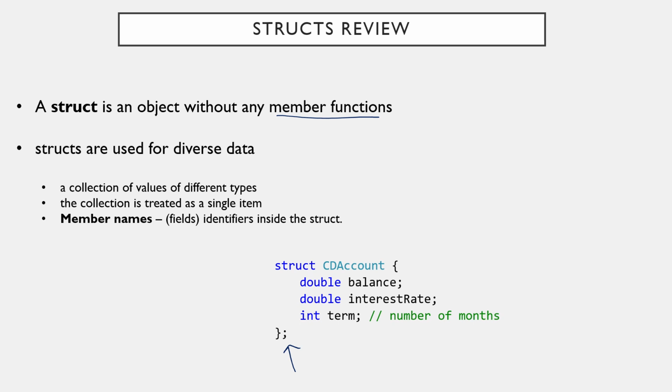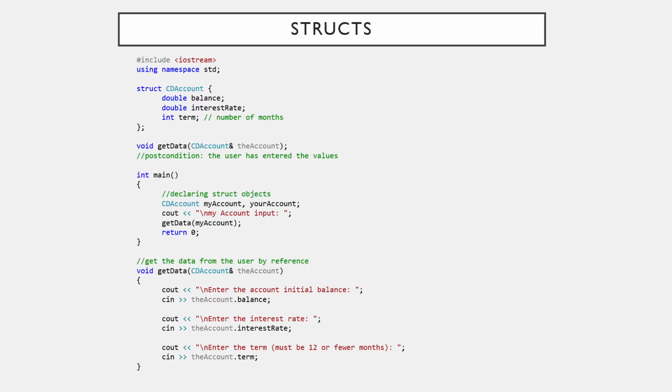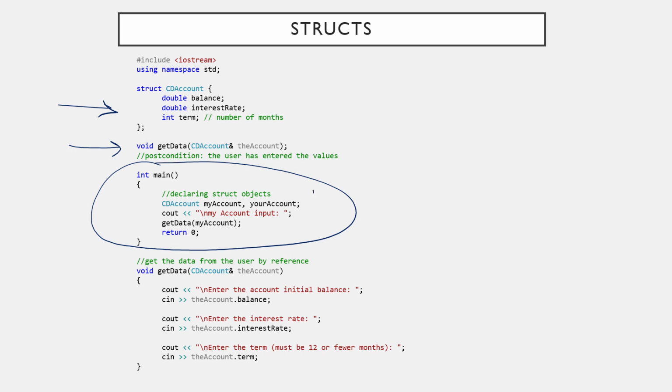So if we have this new CDA account, then you could have CDA account account1, CDA account account2, etc. This is the placement in your program. Up here at the top of your program, globally, is where you define the struct. Then these are your function prototypes. This is your main function, and you can see we have declared two objects of type CDA account. And down below is where you put your function definitions.